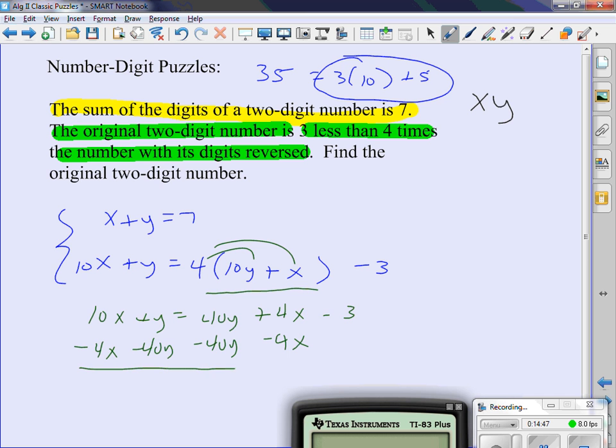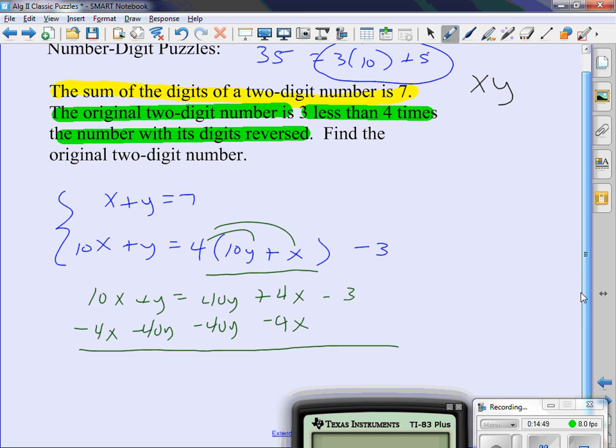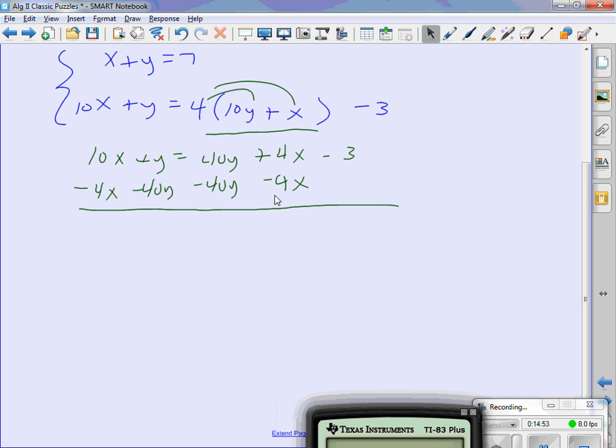Anyone lost on what I just did? All I'm doing is moving the x and the y variables to the left-hand side. And then I lined up the x's, I lined up the y's. So I have 6x minus 39y equals negative 3. All I did was rearrange this one right here. How would you solve that?